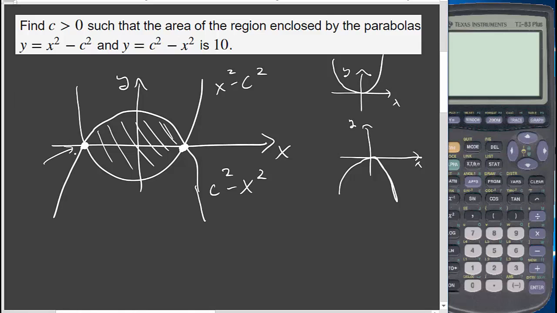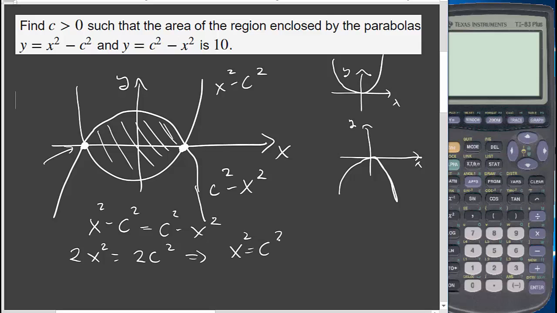So now let's find these points of intersection, and they're going to be in terms of c, by setting x squared minus c squared equal to c squared minus x squared. So now adding x squared to the left, we'll have 2x squared, and adding c squared to the right hand side we'll have equals 2c squared. So in other words, x squared equals c squared, so x is going to equal plus or minus c. Since c is positive, this point will have an x value of negative c, and this point will have an x value of c. So those are going to be the bounds of integration that we're going to use.